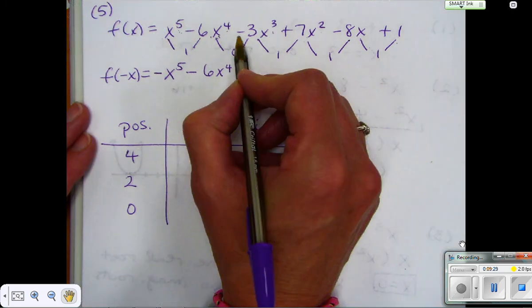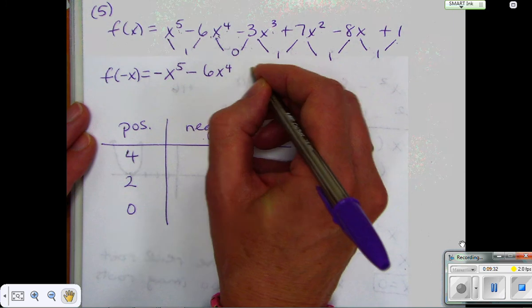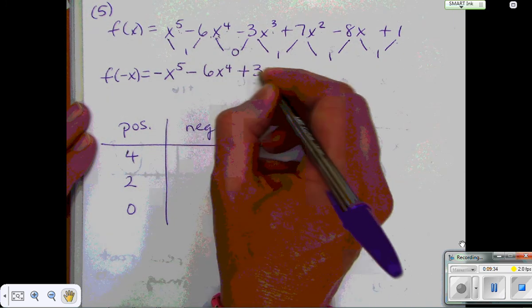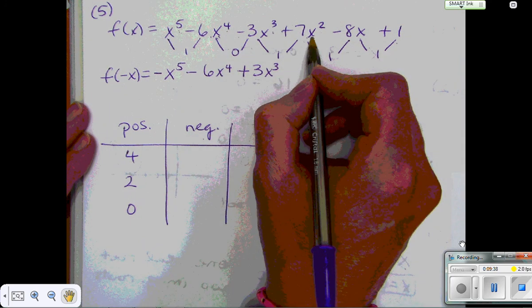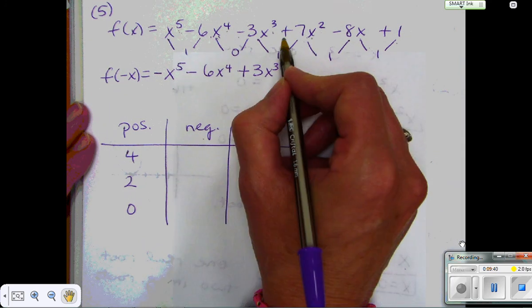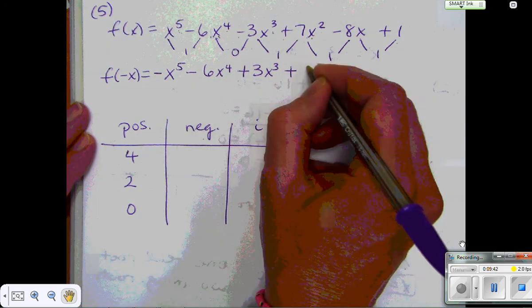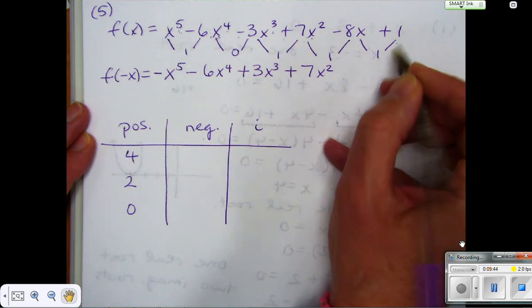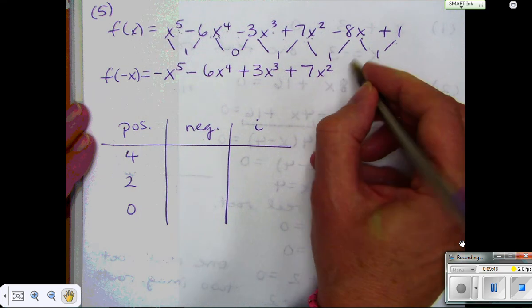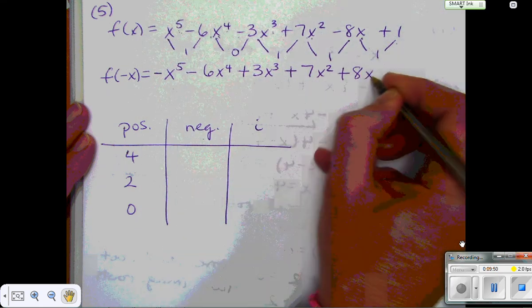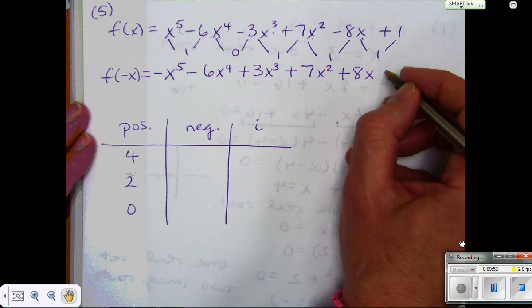X squared is going to be a positive 1, so the sign in front is not going to change, because you're just multiplying by a positive 1. X to the 1st power, negative 8 times negative x, it's going to be a plus 8x. So every odd degree is going to change, every even degree is not going to change, and the constant always keeps the same sign. So now we're going to go through and count all the sign changes again.